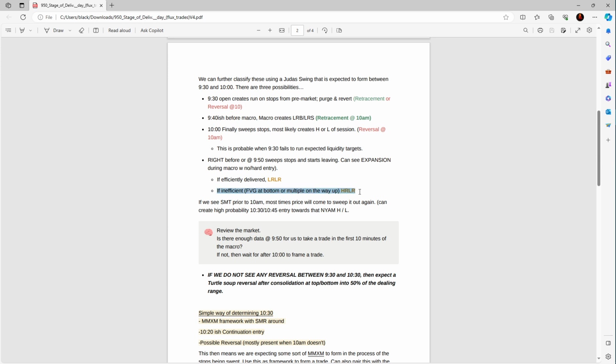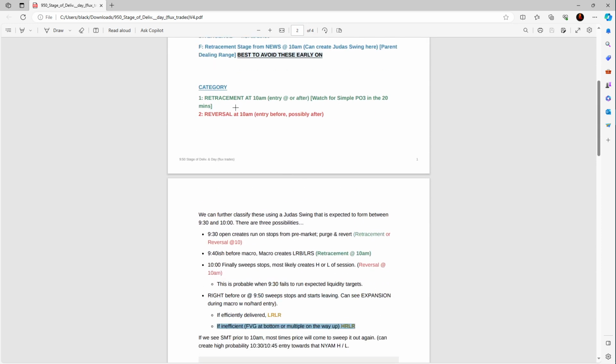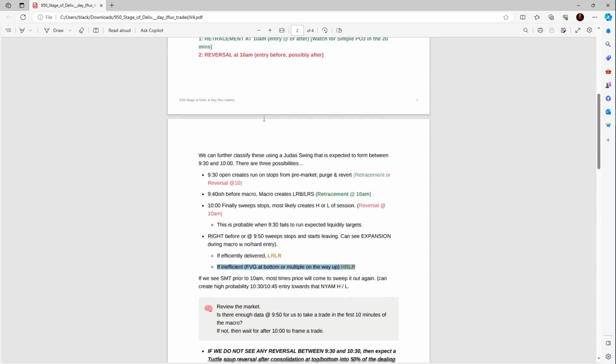If we're inefficiently delivered, meaning there's a fair value gap that formed right at the bottom or at the top, right as 9:50 ran out stops, this is probably the hardest one besides the news to trade, because it'll be a high resistance liquidity run, meaning we're bouncing back and forth within that fair value gap, and then it displaces at the end of the macro. So these ones are also the ones you want to avoid, as well as the news at 10 a.m. when you're early on.